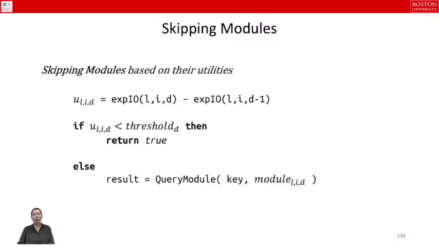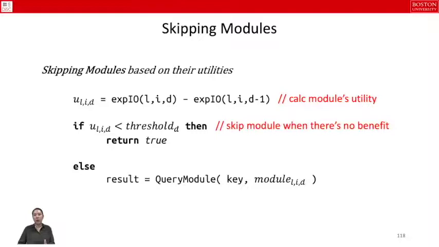This is how our skipping algorithm works. Before accessing each module, we need to calculate its utility. When there is no benefit, we can skip querying the modules. When there is benefit, we keep querying the modules. Using our modular Bloom filter with the skipping algorithm, we can vary the bits per element for the filter based on the benefit. Thus, our proposed design can navigate the trade-off between memory and performance.